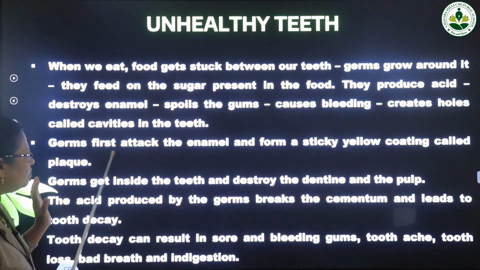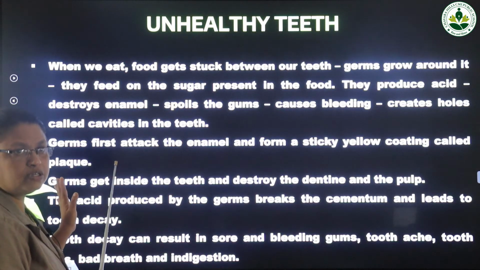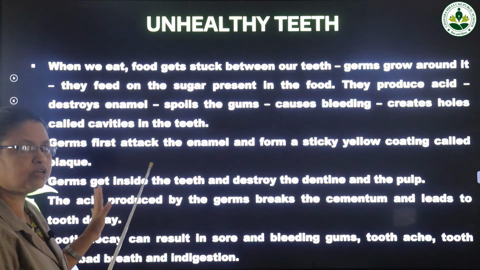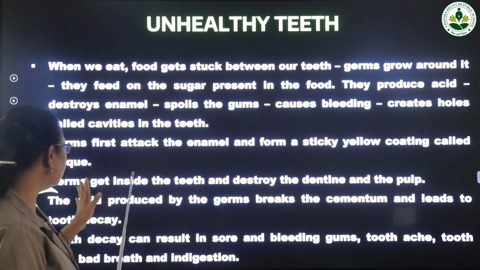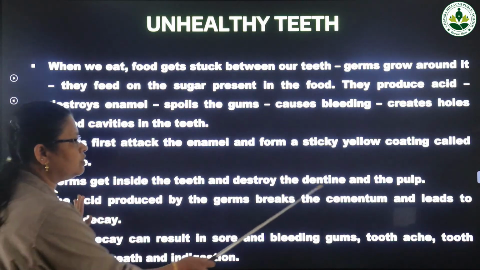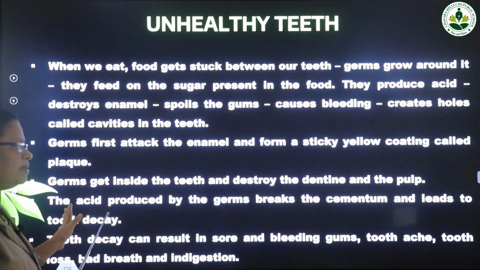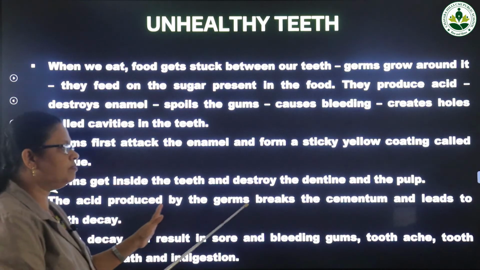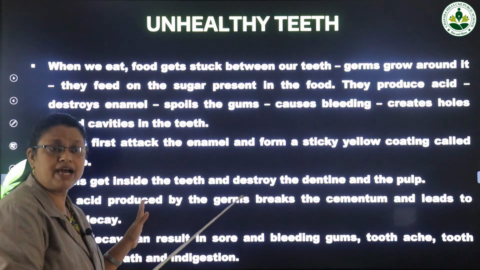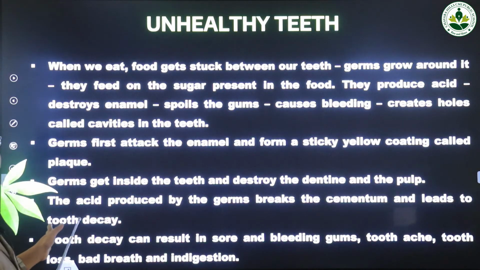Germs first attack the enamel, and as a result a sticky yellow coating is formed that is known as the plaque. If the plaque is not removed, the germs get inside the teeth and destroy the dentin and the pulp. Finally, the acid produced by the germs breaks the cementum. Cementum is the binding substance. The cementum binds the tooth and the gum. So that is also destroyed and it leads to tooth decay.